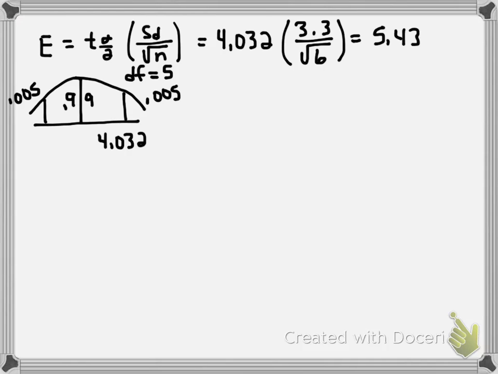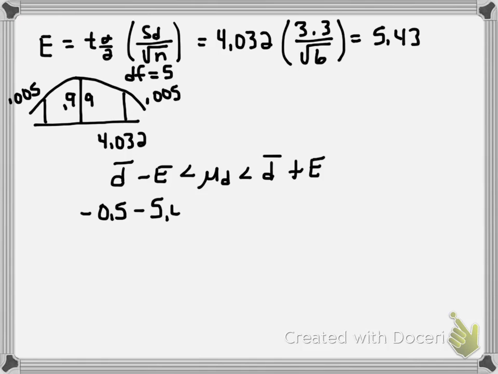The formula for the confidence interval is d bar minus E is less than the mean of the differences is less than d bar plus E. So d bar we also found back in example 1, and that was negative 0.5. The margin of error we just found, 5.43. On the left side we have negative 0.5 minus 5.43 is less than the mean of the differences, and on the right side we have negative 0.5 plus 5.43. So do the subtracting, do the adding.